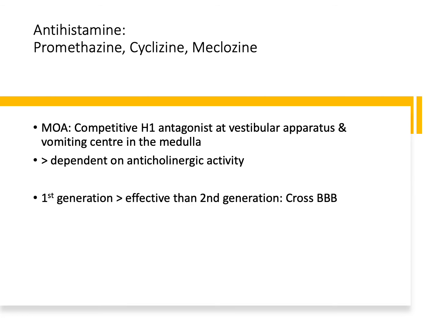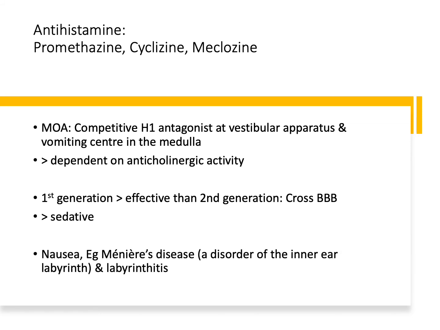Because you actually want the medication to go into the brain to inhibit the impulse on the nausea and vomiting, you actually want something which is maybe a little bit more drowsy because it enters the brain. So the first generation antihistamines are more effective than the second generation ones because they can go through the BBB. It can be used for nausea, and it can be used for Meniere's disease or labyrinth disease. Basically, it's something not right in the middle ear. If you want, you can Google about Meniere's. That's the medical term. Some people are diagnosed with that.